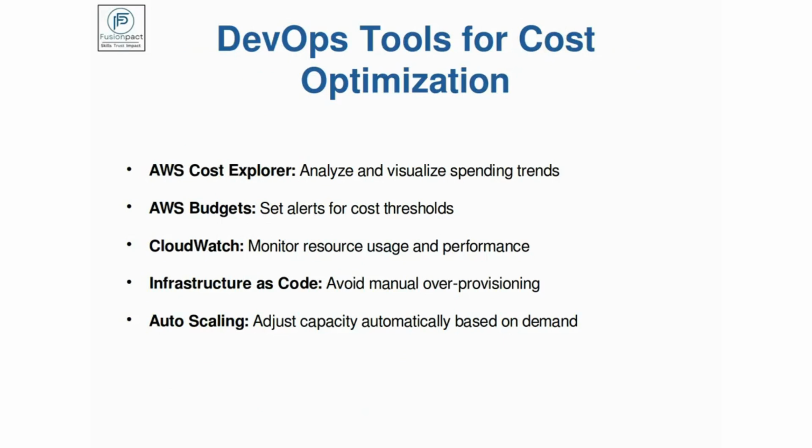Infrastructure as code. Another thing is that we can use IaC tools like Terraform and Ansible, so that we can avoid manual provisioning of servers, and we can automatically provision multiple servers using these infrastructure as code tools.